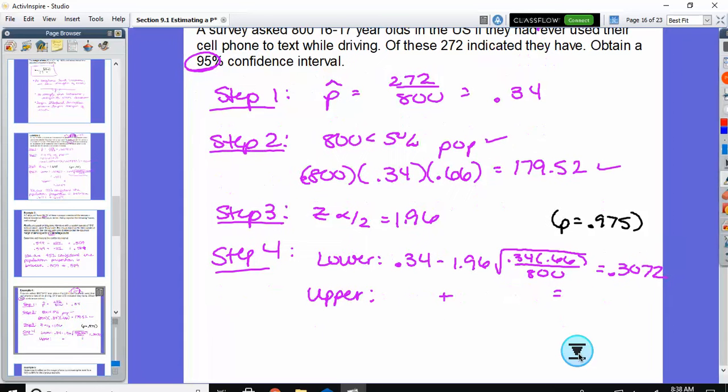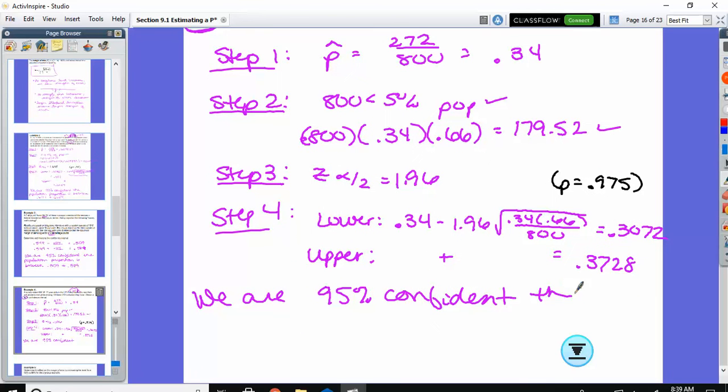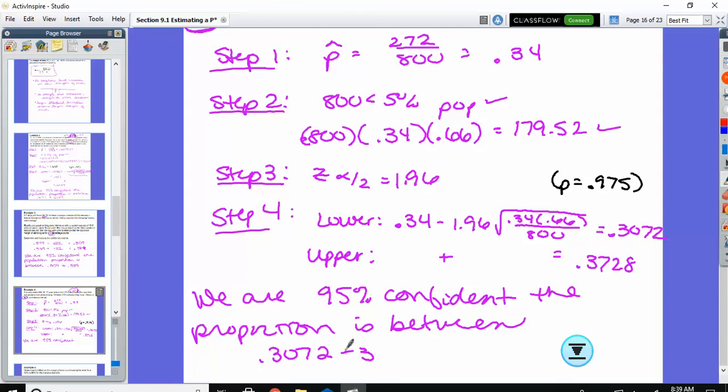On the upper, it's the same thing, you just change it to a plus in the middle, which is 0.3728. So then, if we want to interpret this, we are 95% confident the proportion is between 0.3072 and 0.3728.